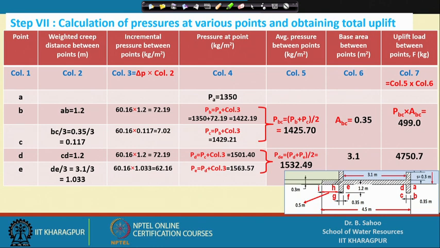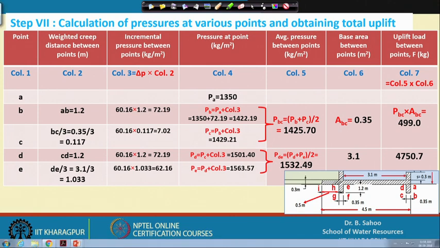A B equal to 1.2 meter. BC, that is the horizontal distance. So, in this case BC equal to 0.35, so the weighted value will be divided by 3. So, you will get 0.117 meter. CD is a vertical distance, so that is equal to 1.2 meter, and D E is a horizontal distance, so that is taken as weighted, divided by 3. So, you will get 1.033 meter.